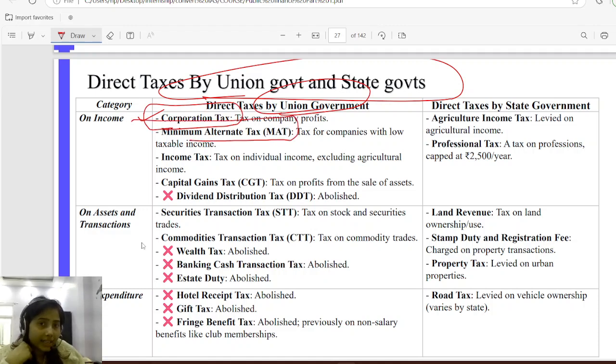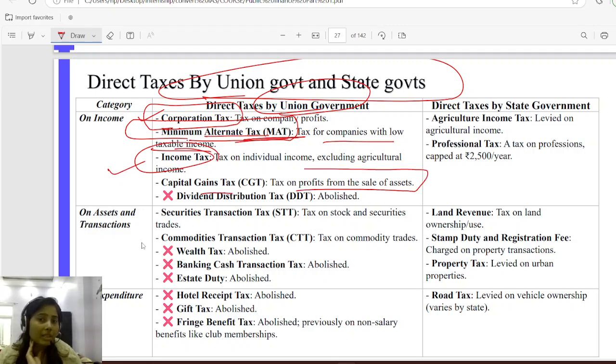Then minimum alternate tax, a tax for companies with low taxable income. Suppose the government is saying that after 50 lakhs or 40 lakhs, if you are earning, you have to pay this much tax, suppose 25% or 30%, whatever the rates prevailing at that moment. But suppose your company is earning less than that threshold, then you are not going to escape the taxation system, you have to pay some amount in the form of minimum alternate tax. Okay, then income tax for the individual. Then capital gain tax on profit from the sale of assets, same thing.